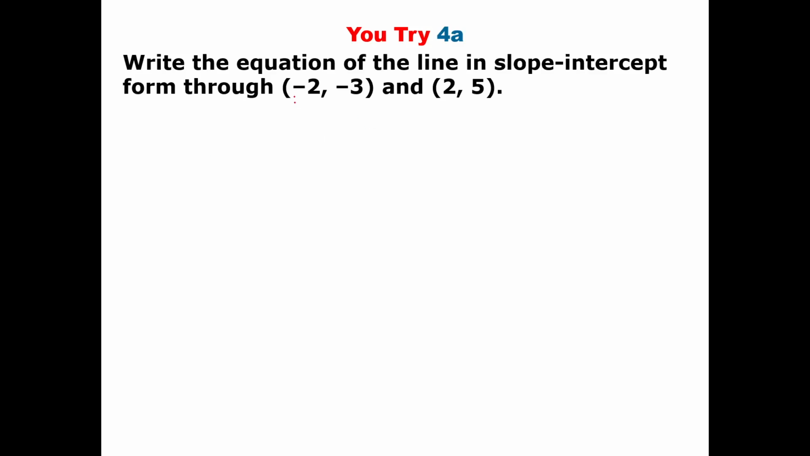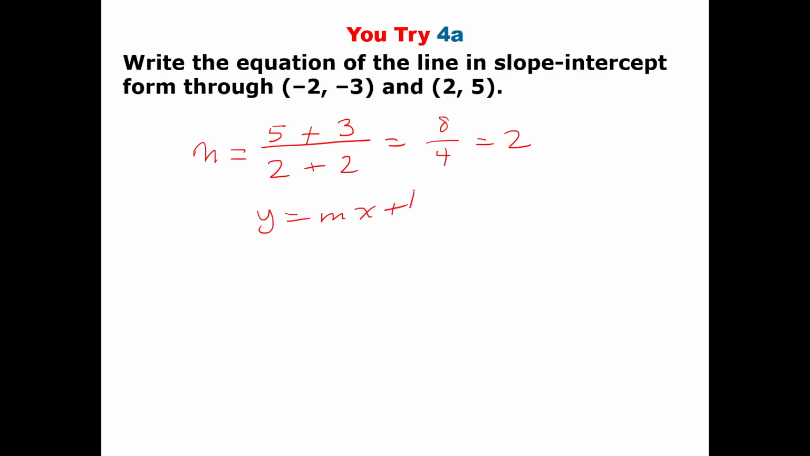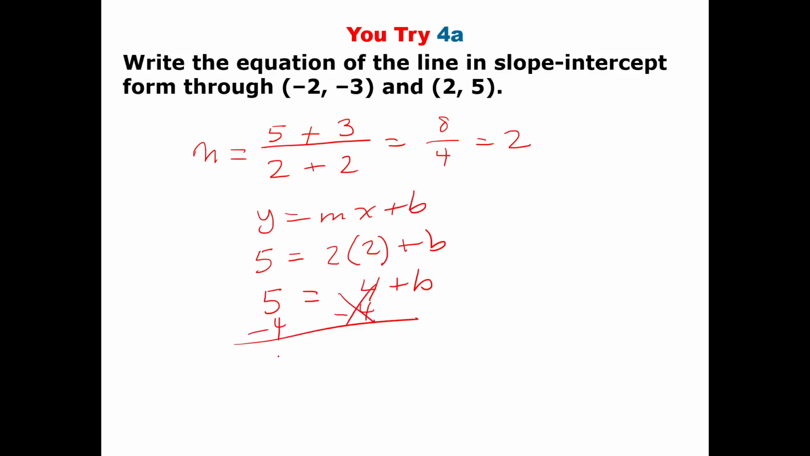Now that you've tried it on your own, let's do it together really quick. So, I need to find my slope. You found the slope to be 5 plus 3 over 2 plus 2. 5 plus 3 is 8 over 2 plus 2 is 4, which gives me a slope of 2. y equals mx plus b. So I'll have 5 is equal to 2 times 2 plus b. 2 times 2 is 4. 4 plus b is equal to 5, minus 4 from both sides. I'll get 1 is equal to b. So I can rewrite this as y is equal to 2x plus 1.